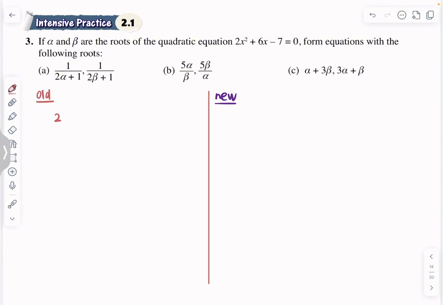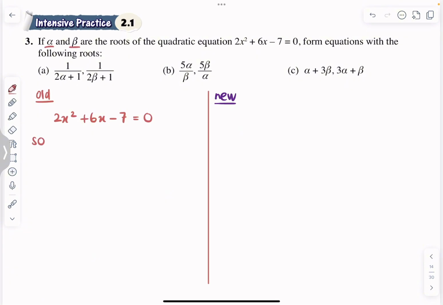So the old equation is 2x squared plus 6x minus 7 equals 0. These roots are alpha and beta, right? So we can find the old SOR and the old POR. The old SOR will be alpha plus beta. The old POR will be alpha beta. Sum of roots, the formula is negative b over a. Product of roots is c over a. So we sub in the values. This is a, b, and c.